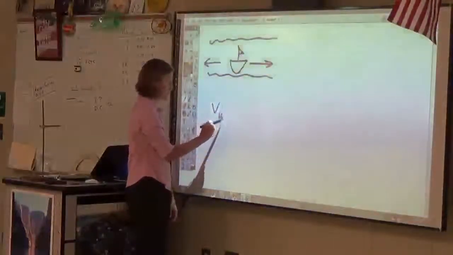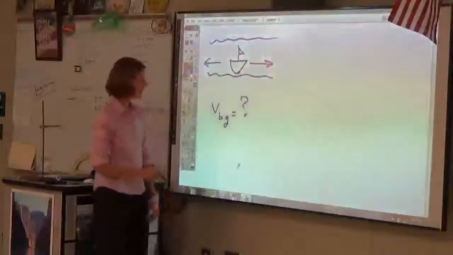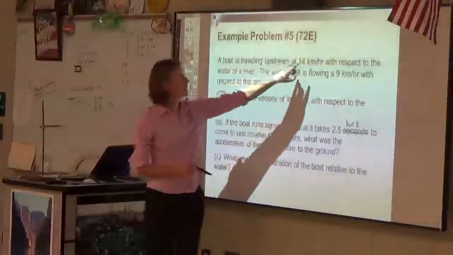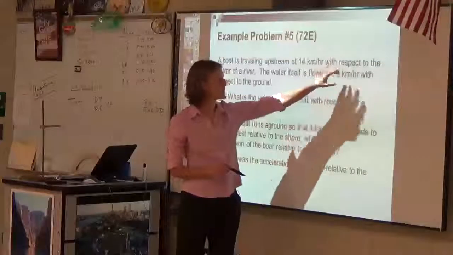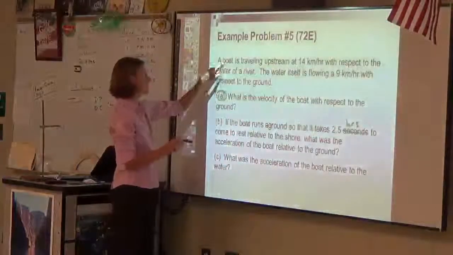Velocity of boat with respect to ground. That's my question. Okay. What do I know? I know this 14. So a boat is traveling upstream at 14 kilometers per hour with respect to the water. So I'm going to write boat with respect to water.